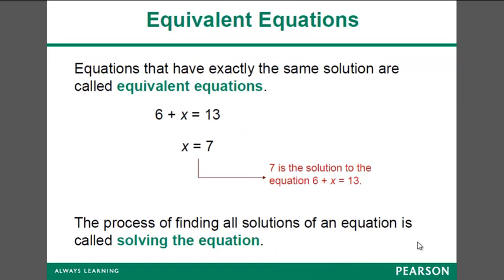Equations that have exactly the same solution are called equivalent equations. 6 plus x equals 13, x equals 7 are equivalent equations because 7 is the solution to the equation 6 plus x equals 13. The process of finding all solutions of an equation is called solving the equation. In order to solve equations, what we're going to use are the addition and multiplicative principles to solve these equations.